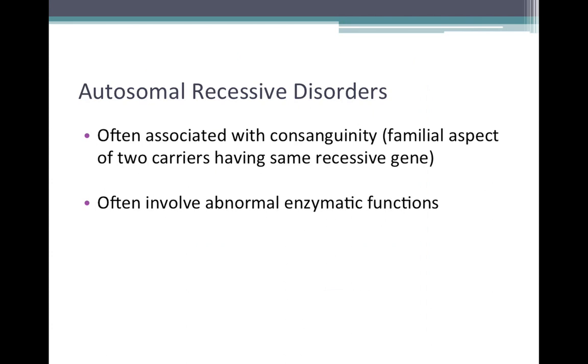Now, often these autosomal recessive disorders are associated with relatedness or consanguinity. The reason for this is that if you're more related, the chances are more likely that you are both carriers for a certain autosomal recessive disease, which means if you have a child, then you have an even higher probability of that child having your autosomal recessive disease.